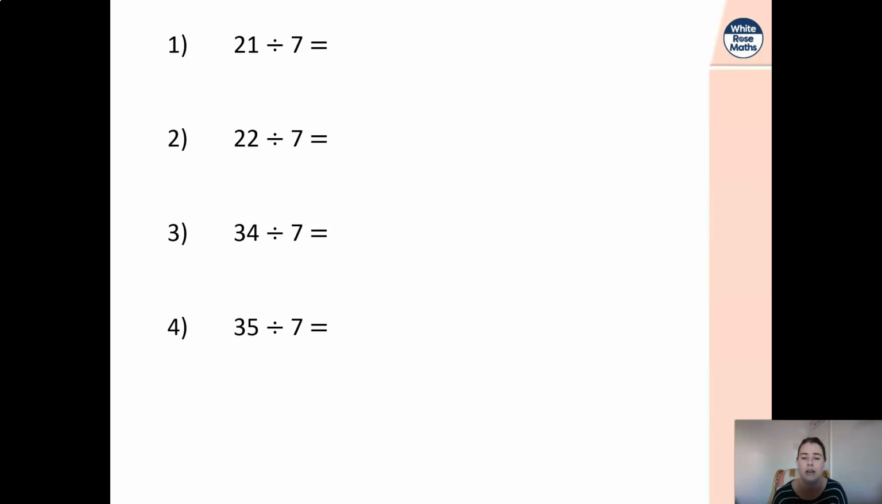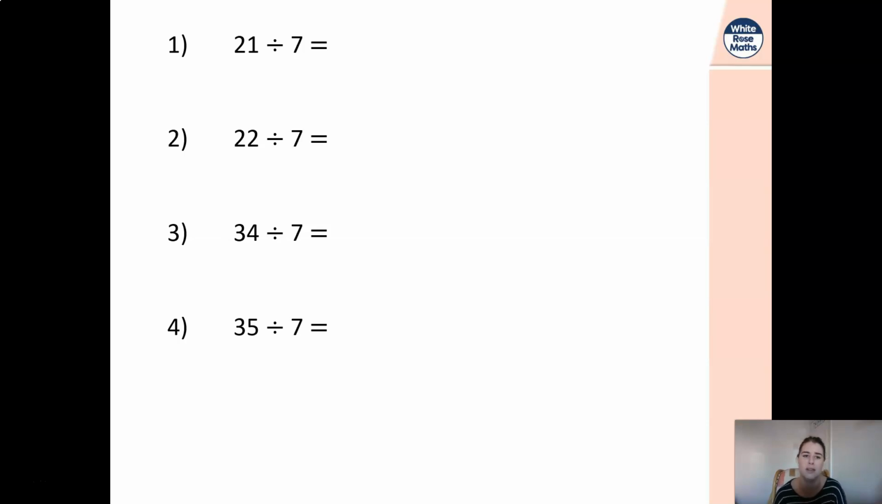What I would like you to do now for today's lesson is have a go at this retrieval practice. Some of the answers might have a remainder in them. So you need to work out how many times each of those numbers goes into each of the original numbers and see if you can have a go. Pause the video and have a go.